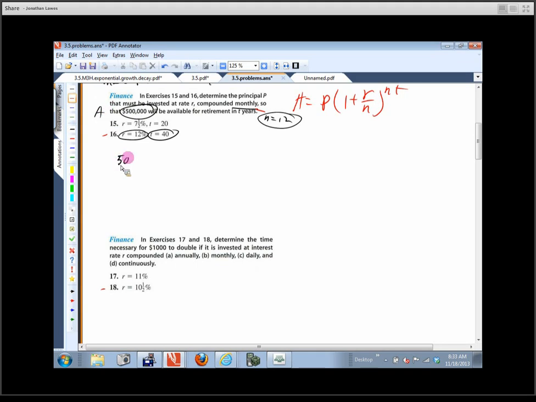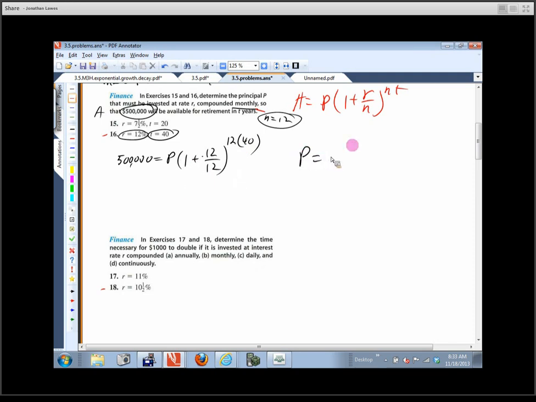So we want $500,000. We don't know how much we're investing to begin with, but we do know the interest rate is going to be 12%, so 0.12, divided by 12 months in a year, we're going to pay interest 12 times per year. And then this is going to be 12 times, what's the time? 40. How many variables in this ugly problem here? Only one. This is just a number. So if I want to get that P by itself, how do I get rid of timesing by this number right here? Just divide by it.